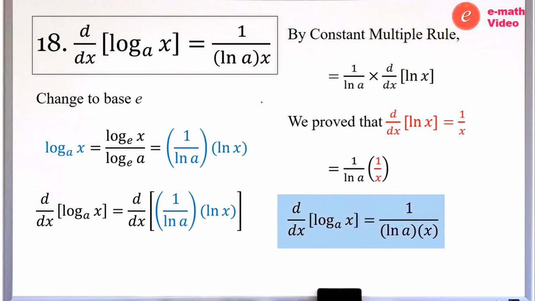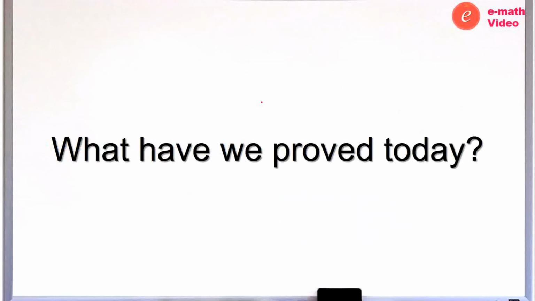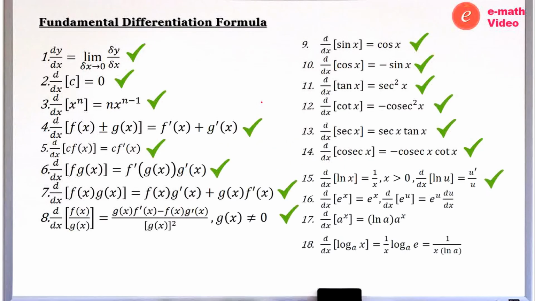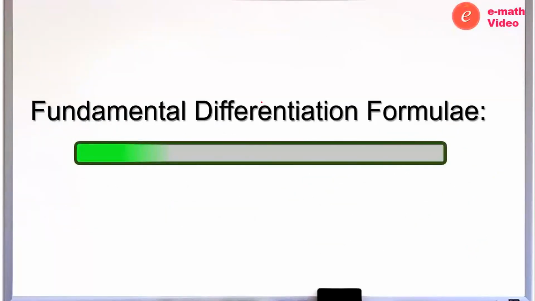And finally, we are done. What have we proved today? We have differentiated all natural and unnatural logarithmic and exponential functions. And this is the end of the fundamental differentiation formulas.